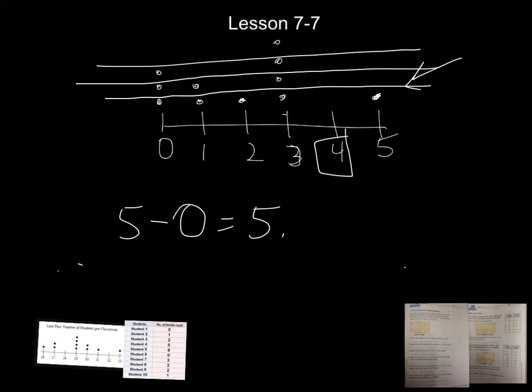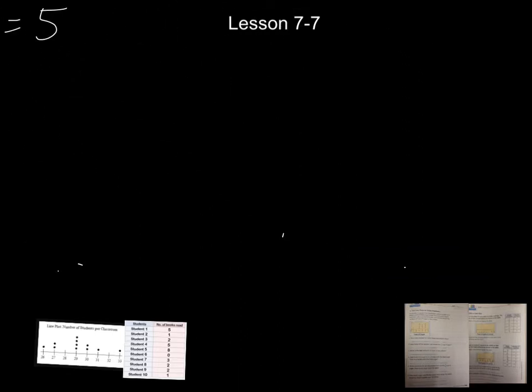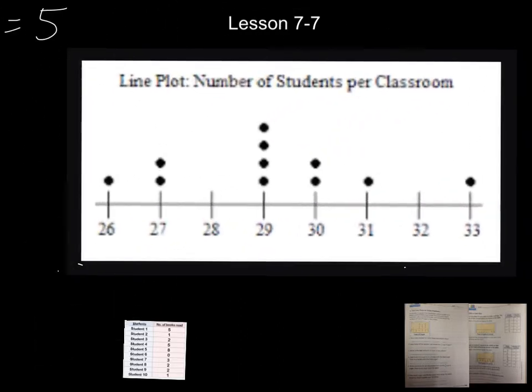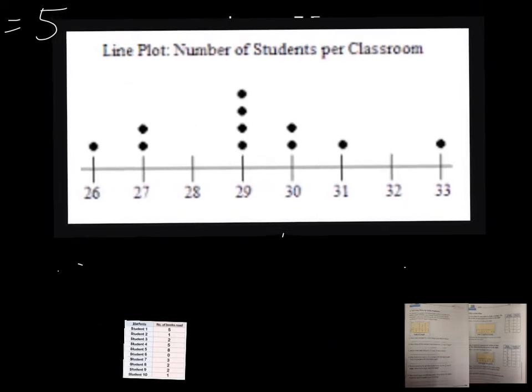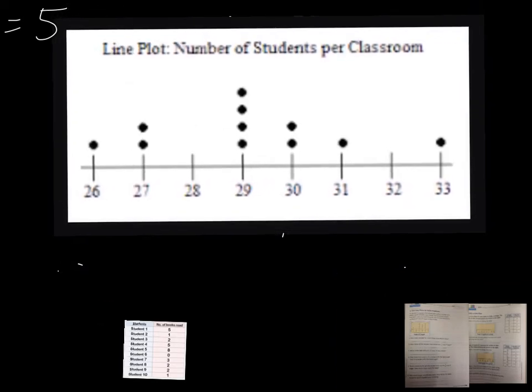So I'm going to give you another couple examples here. This would be an example of data taken that talks about how many students are in each class. If I asked you which class had the least amount of students, you would say 26. 26 is the least amount of students. If I told you what was the most amount of students, do not look at 29, because the most amount of students is 33, because there is a data point there.